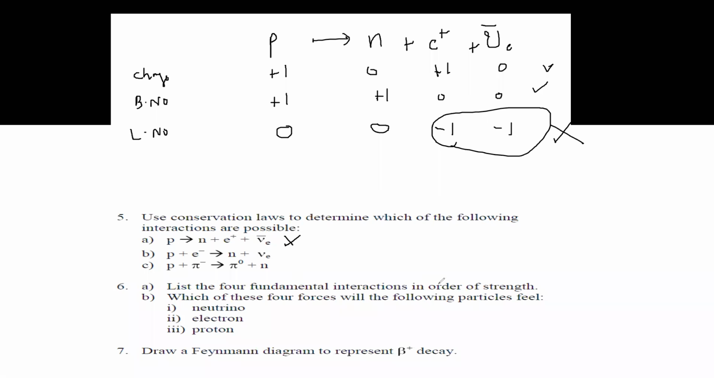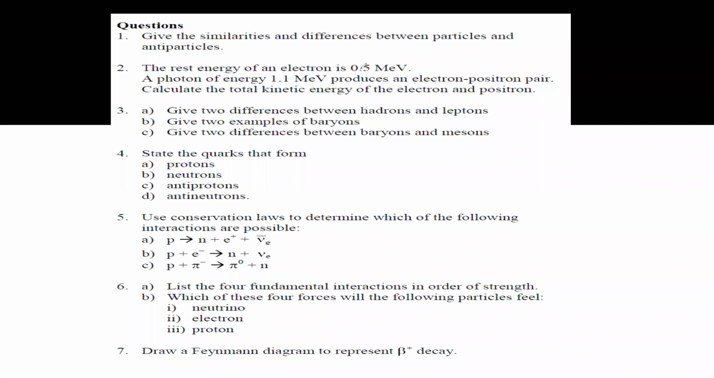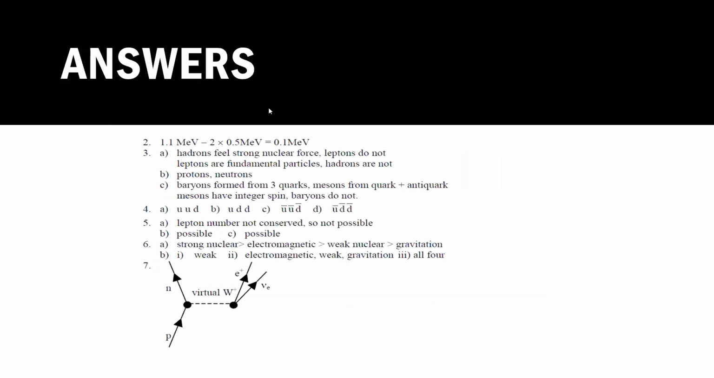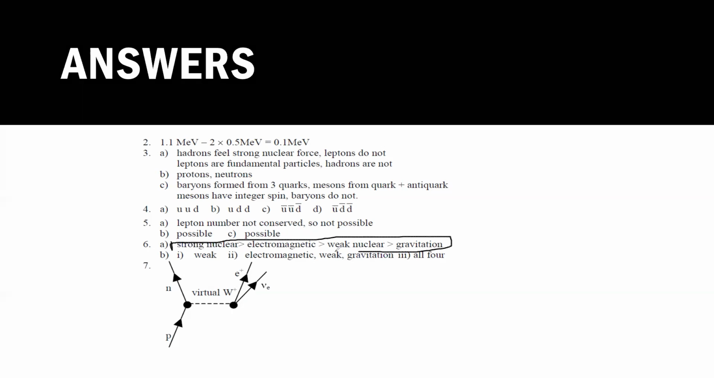List the four fundamental interactions in order of strength. The fundamental interactions: strong nuclear, then electromagnetic, then weak nuclear, and last, gravitational. This is the strength of the interaction. Strong nuclear has a greater force compared to electromagnetic, which is higher than weak, and weak is higher than gravitational.